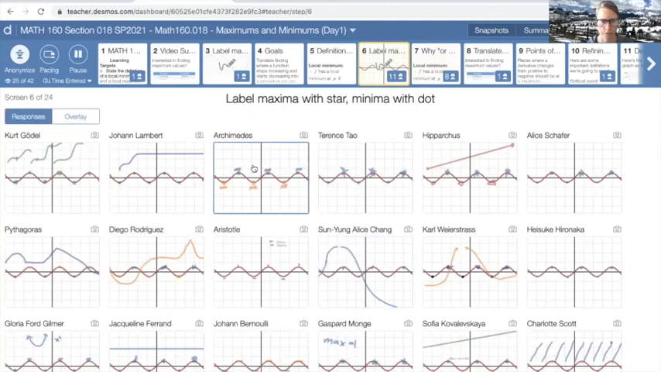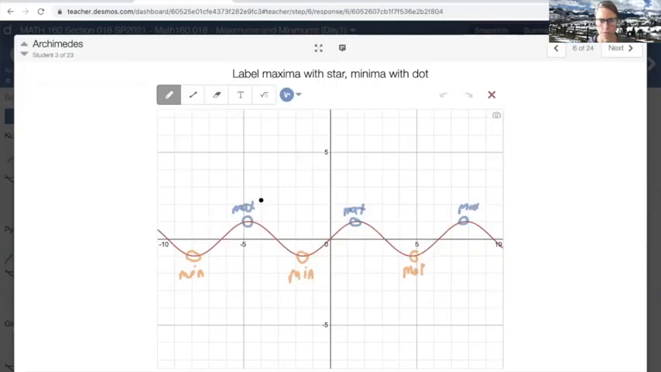So if we come back to, let's say this example, okay, how many maximums do we have?